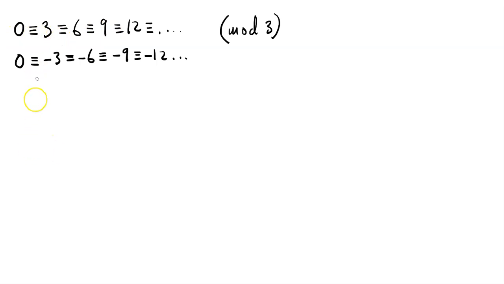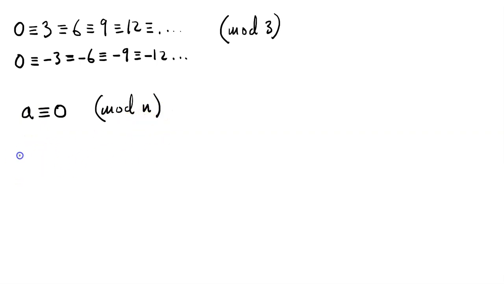Okay, so that's one way of putting it. All numbers congruent to 0, modulo 3, are divisible by 3. Or put another way, all numbers congruent to 0, modulo n, some general or arbitrary number, are all those numbers that are a multiple of n.